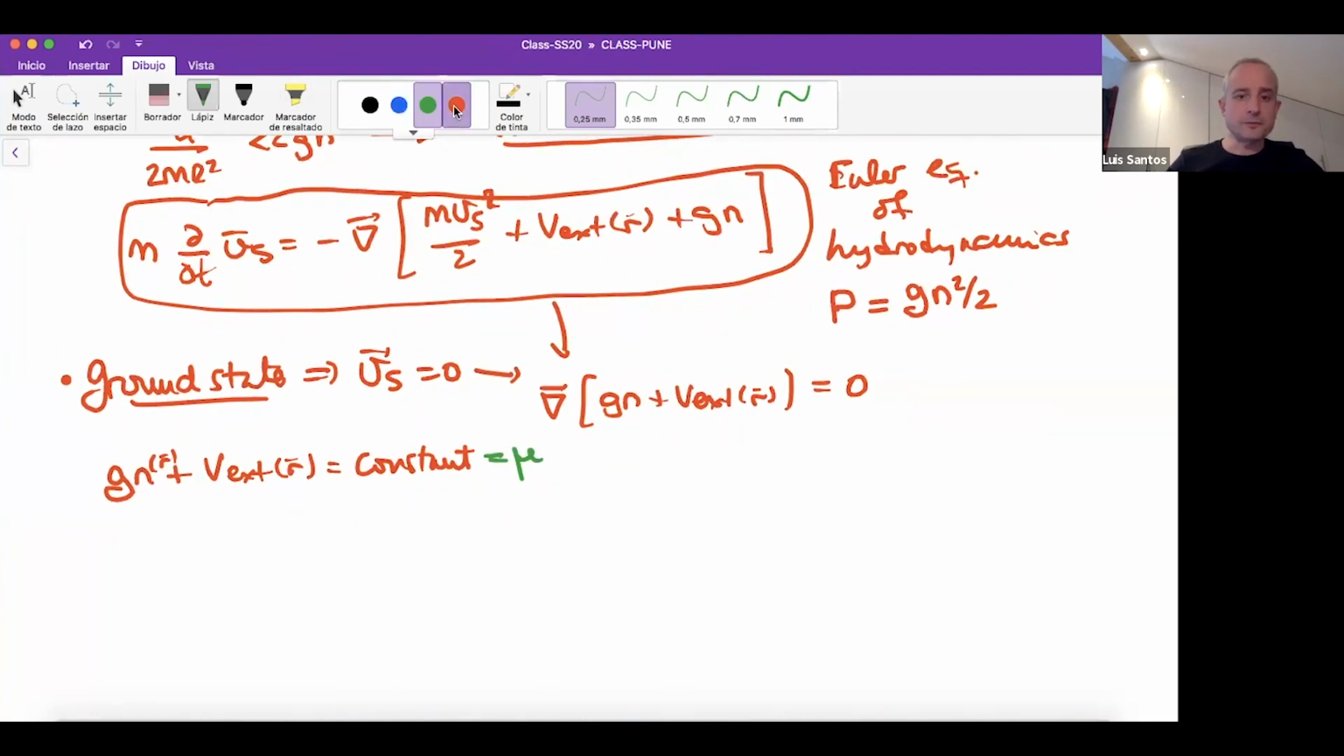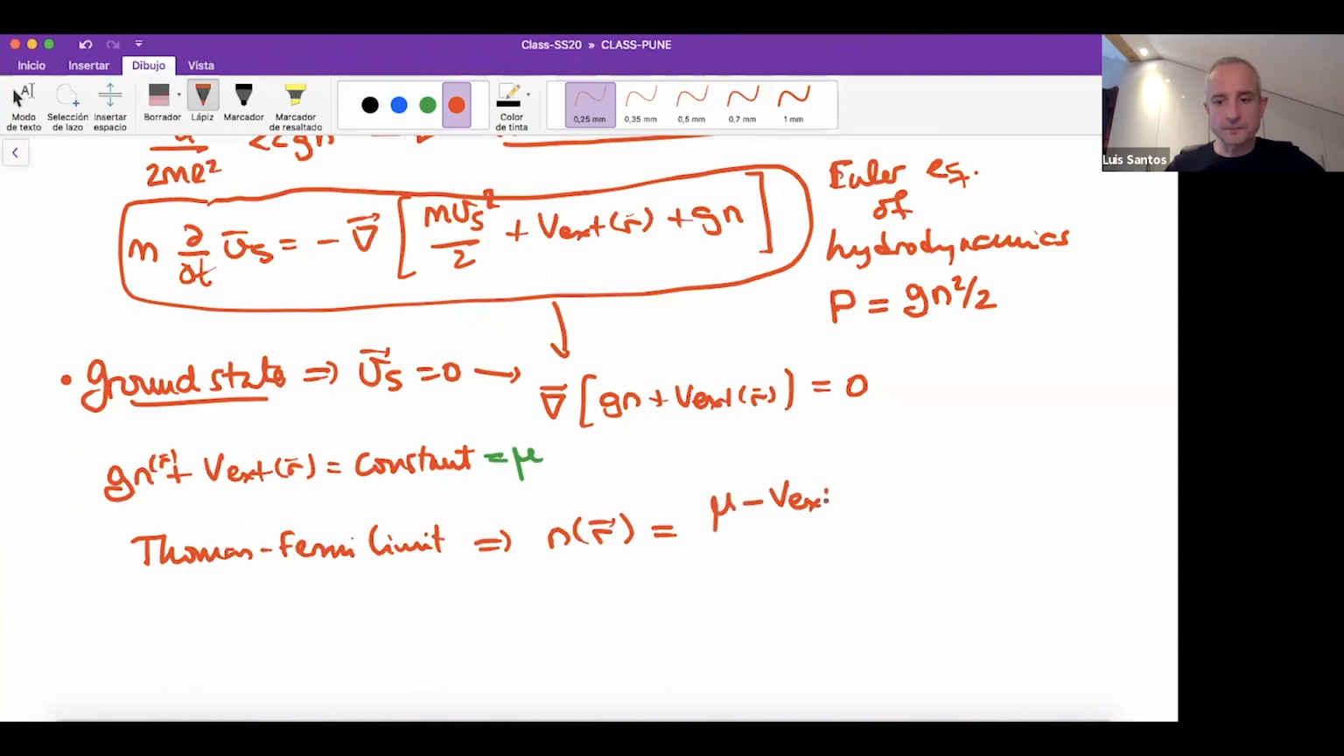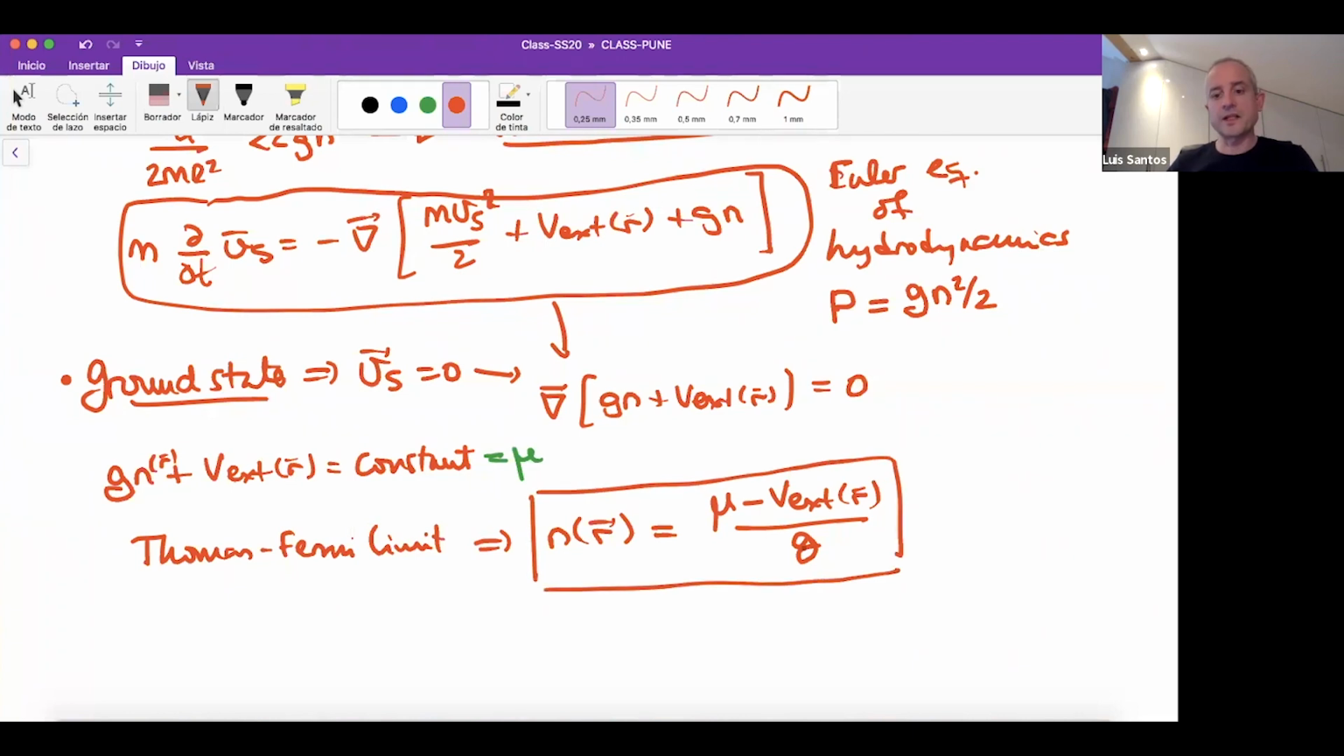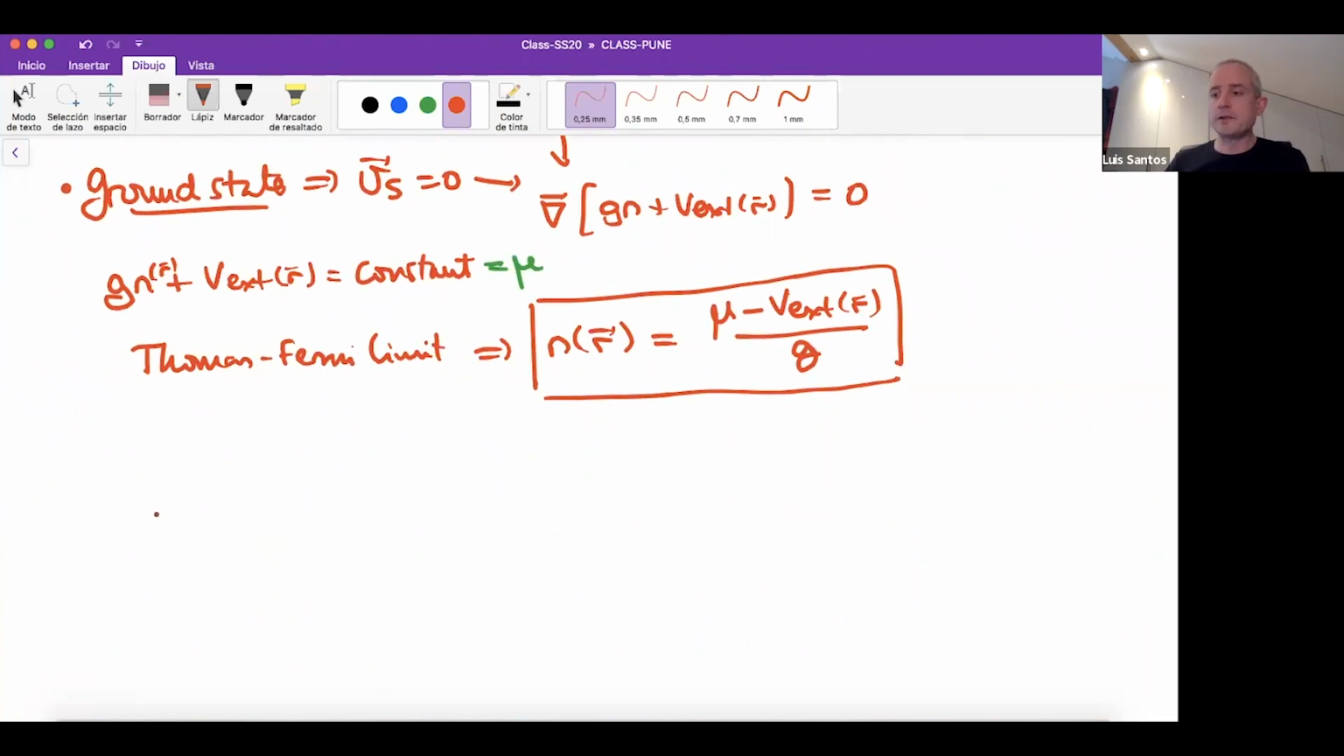So this means that now, within this Thomas Fermi limit, we can easily obtain the density profile of the condensate. It is mu minus Vx(r) divided by G. So this means that we can easily obtain, as I say, the density profile of the condensate. And this is something actually very useful, right?